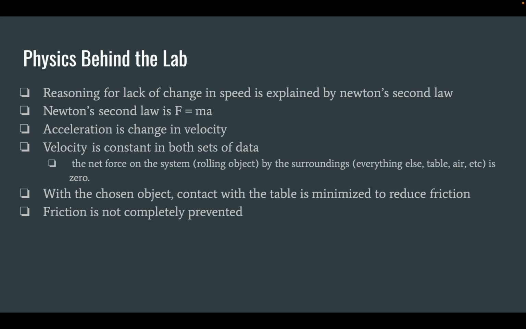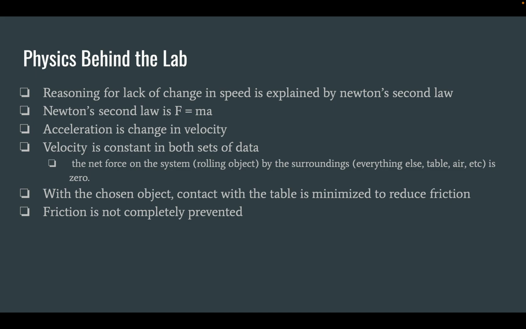So the reasoning for the lack of change is explained by Newton's second law, because again, F equals ma. If acceleration is zero, velocity is constant, then F net must also equal zero. Because of course the object does indeed have mass, so that wouldn't be the reason that F net is zero. So the net force on the system, the rolling object, by everything else, which is the surroundings, ends up being zero, or canceling out in order to be zero total, because force does have a direction.